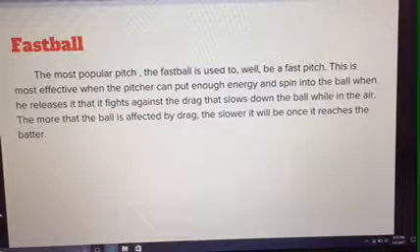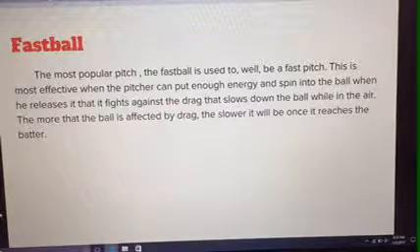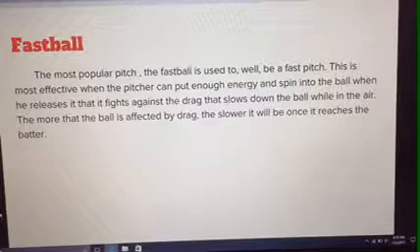So the fastball is thrown to hopefully get the batters to not be able to time it up right and either swing too early or too late because of how fast it was able to travel, even though drag was affecting it.